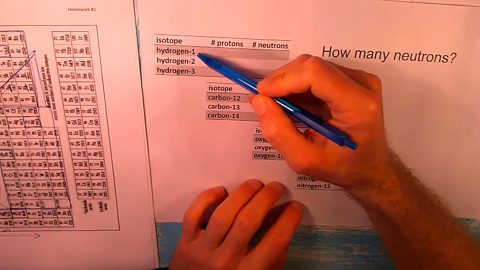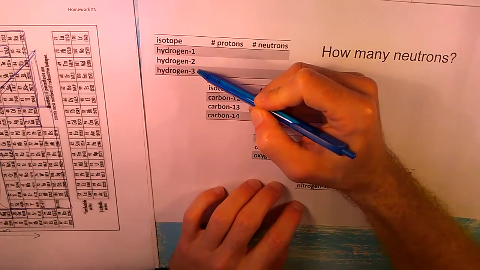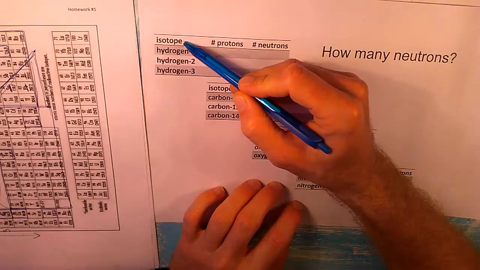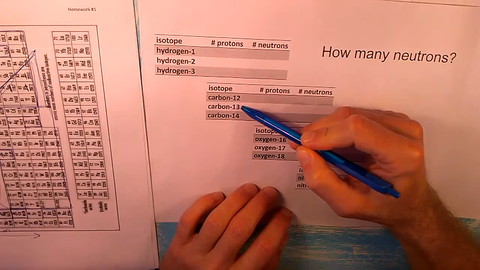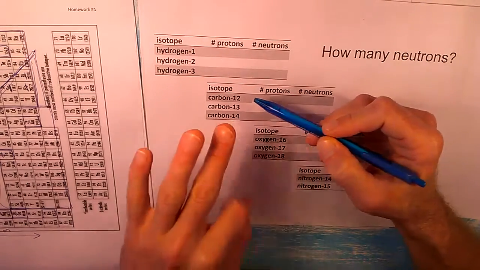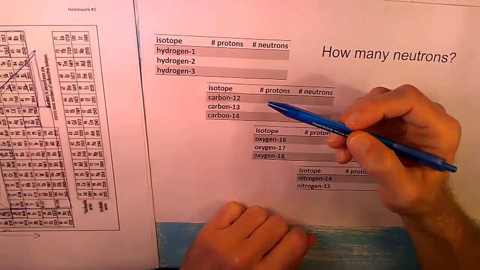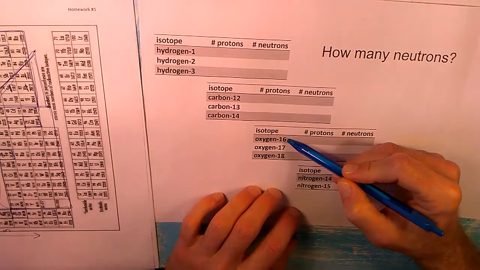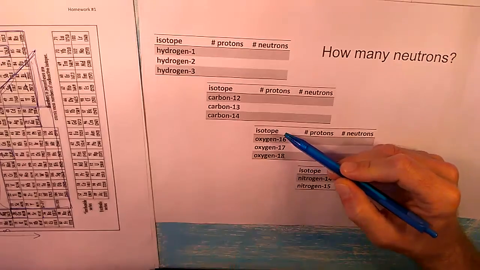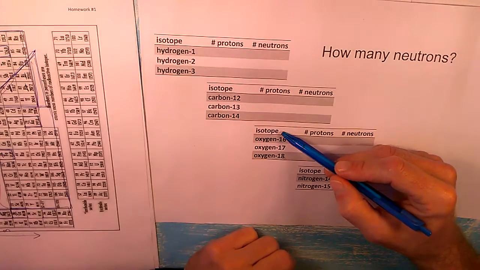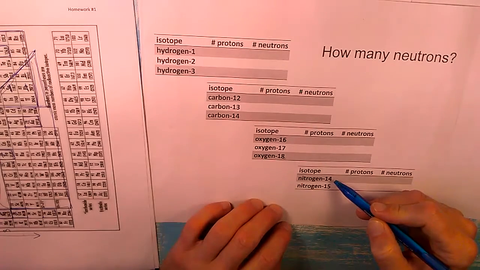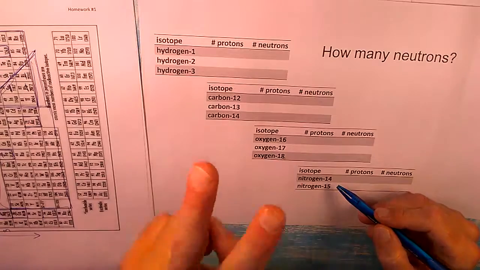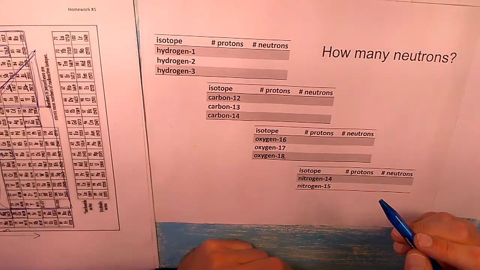Like for example, hydrogen, we're looking at hydrogen 1, hydrogen 2, and hydrogen 3. And these are what are called isotopes. For carbon, we have carbon 12, carbon 13, carbon 14. These represent three isotopes of carbon. Oxygen 16, oxygen 17, oxygen 18. Again, three isotopes of oxygen. And there doesn't necessarily have to be three. For example, nitrogen, we have nitrogen 14, nitrogen 15. We're looking at two isotopes of nitrogen.